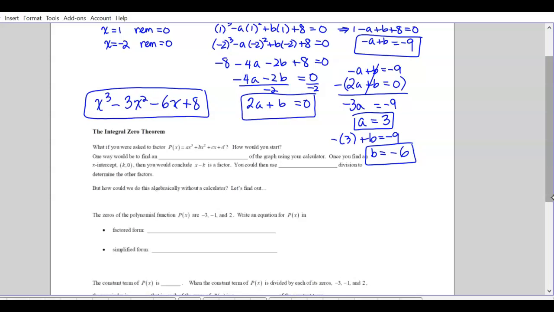So what are some properties of a polynomial? So that's what we're going to look at right now. So if you're asked to factor this p of x, how would you start? One way would be to find an x-intercept of the graph.